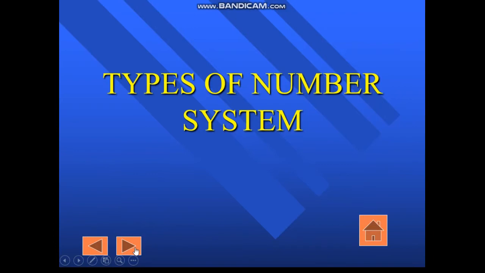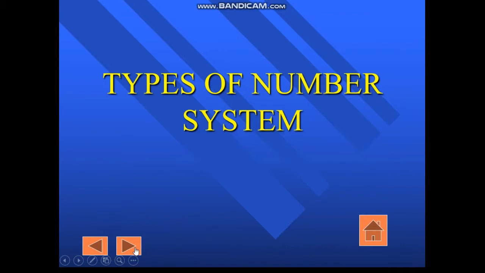When it comes to the types of number system, there are four types, namely the decimal number system, binary number system, octal number system, and hexadecimal number system. I will be covering all four of those in this video, so watch this video till the end until you get all the knowledge of this particular topic. This is one of the basic concepts, so stay tuned with this video.